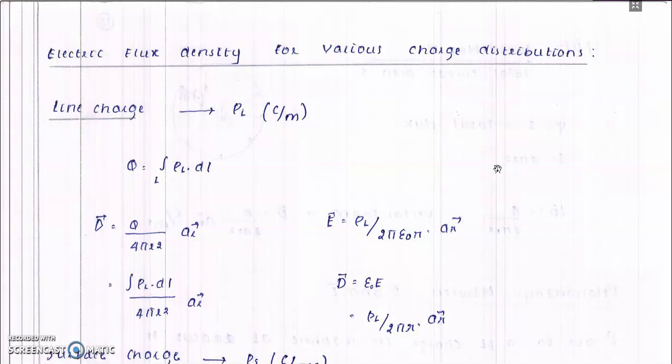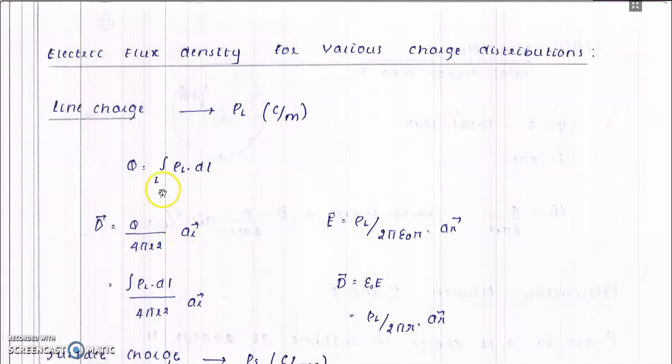If it is a line integral, Q is equal to the line integral of rho into dl, or it may be a surface, where Q is equal to the surface integral of rho into ds, or if it is a volume integral, Q is equal to the volume integral of rho into dv. Initially I am going to write the electric flux density formula, which is D is equal to Q divided by 4 pi R square into AR vector.